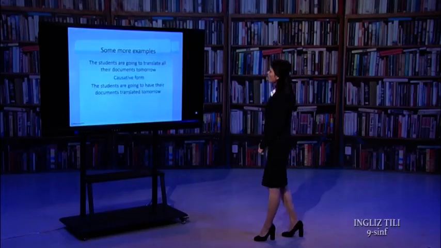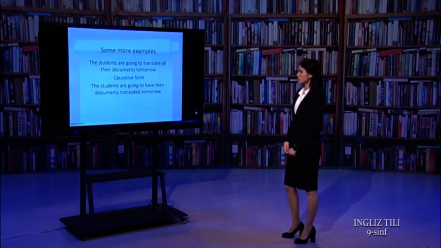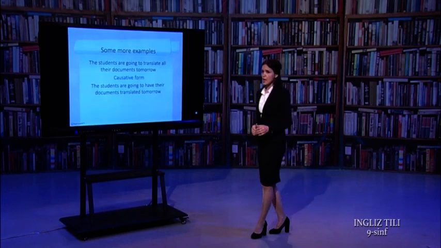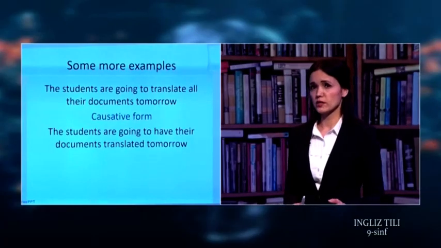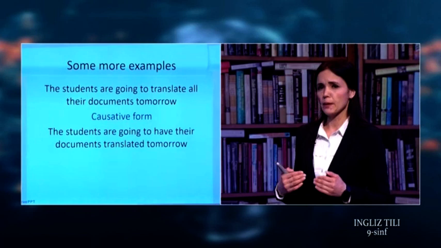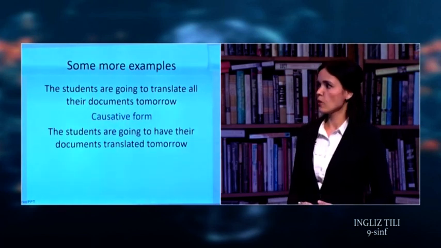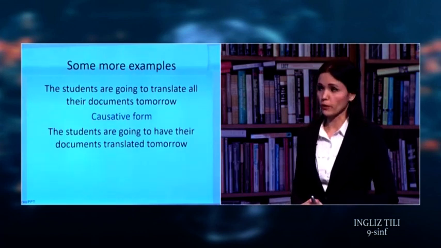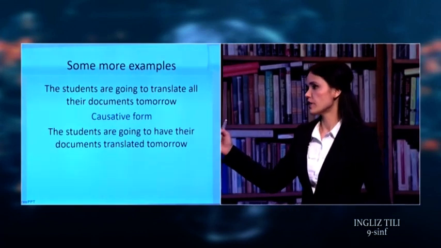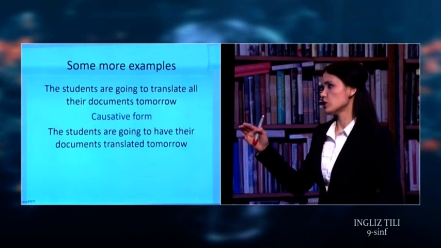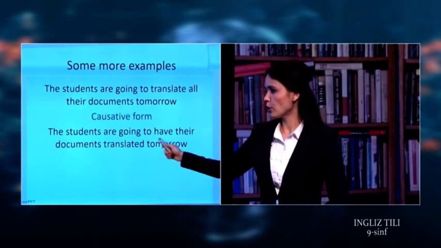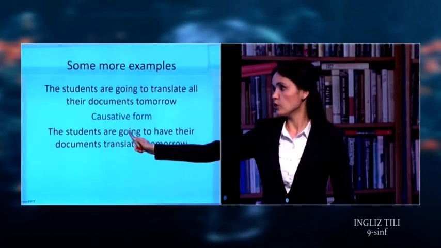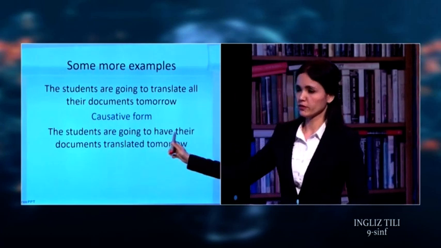Well, some more examples. Students are going to translate all their documents tomorrow. That means they're not going to translate by themselves. Because they're not translators, they just need a person who can translate it. Well, in this example, we can use the causative form. Students are going to have their documents translated tomorrow. You see the signal word, future tense, and you use are going to have.